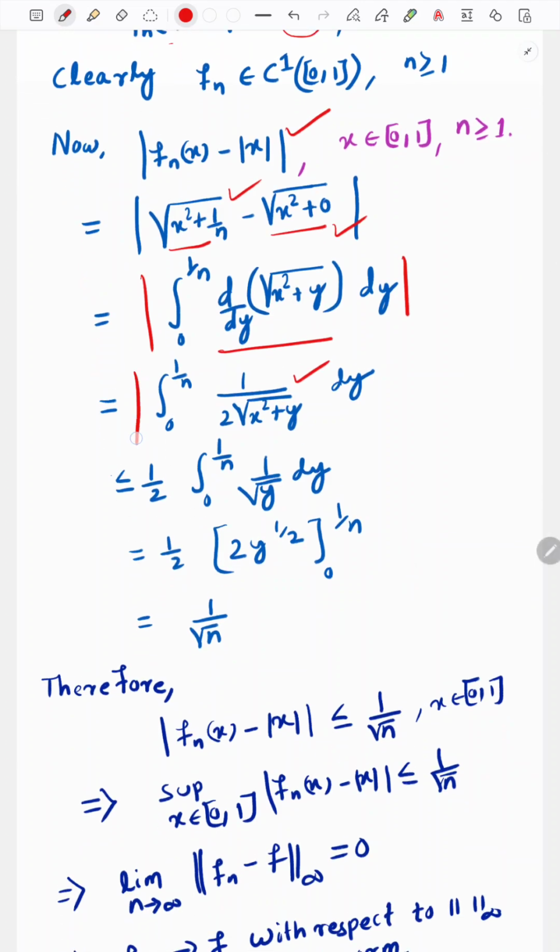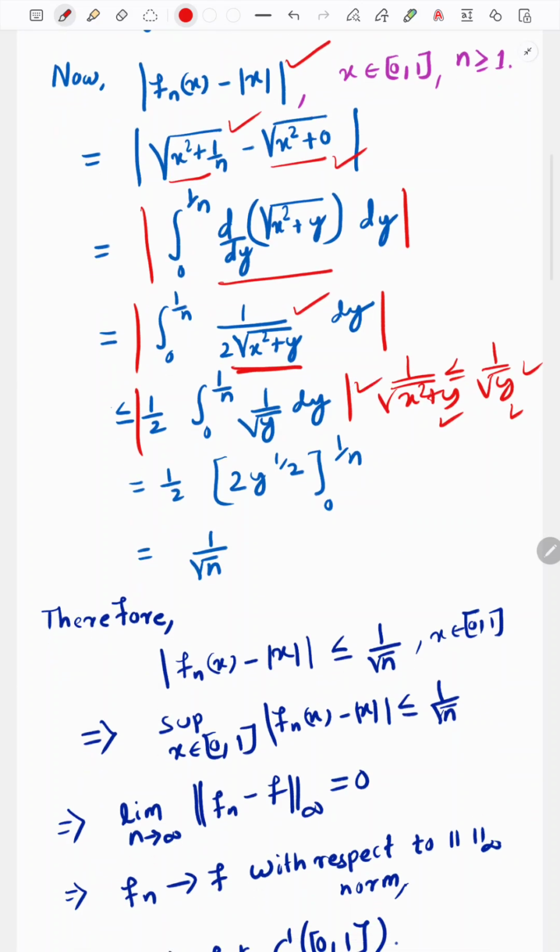Then here the modulus is left. Okay, keep the modulus. Then this quantity, 1 over the square root of x squared plus y, is less than or equal to 1 over the square root of y. Why? Because this denominator is bigger than this one. If the denominator is smaller, then this value 1 by square root of y will be larger. So therefore we are getting this one.